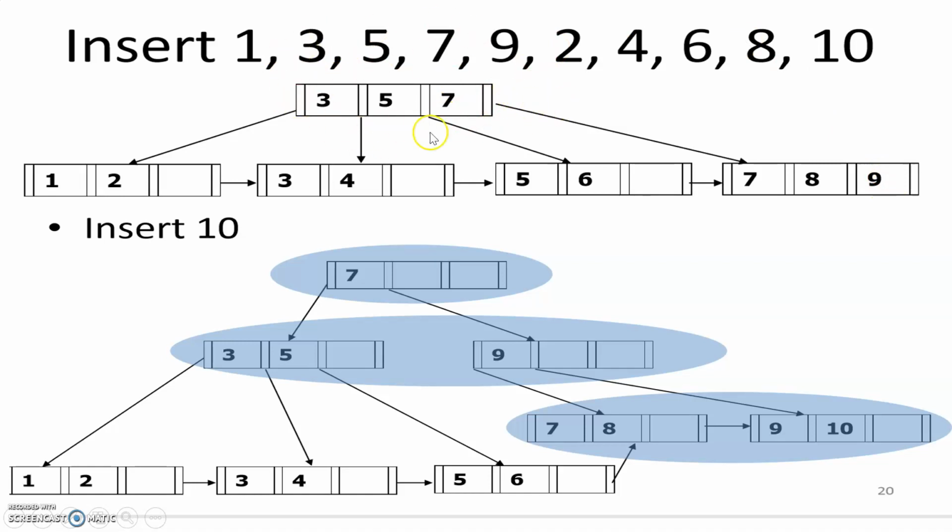How to split my index node? It is the same as in a B tree. 9 will come here. So I'm going to split from the middle. 7 is the middle element. 7 will go up. Towards the left of 7 is 3, 5. Towards the right of 7 will be only 9. In the index, keys are not repeated. For the index nodes, keys are not repeated.